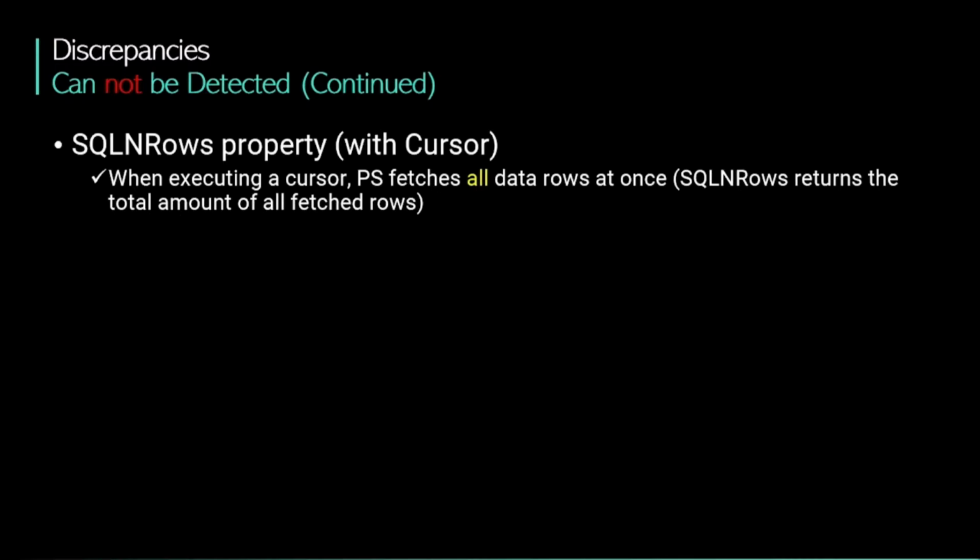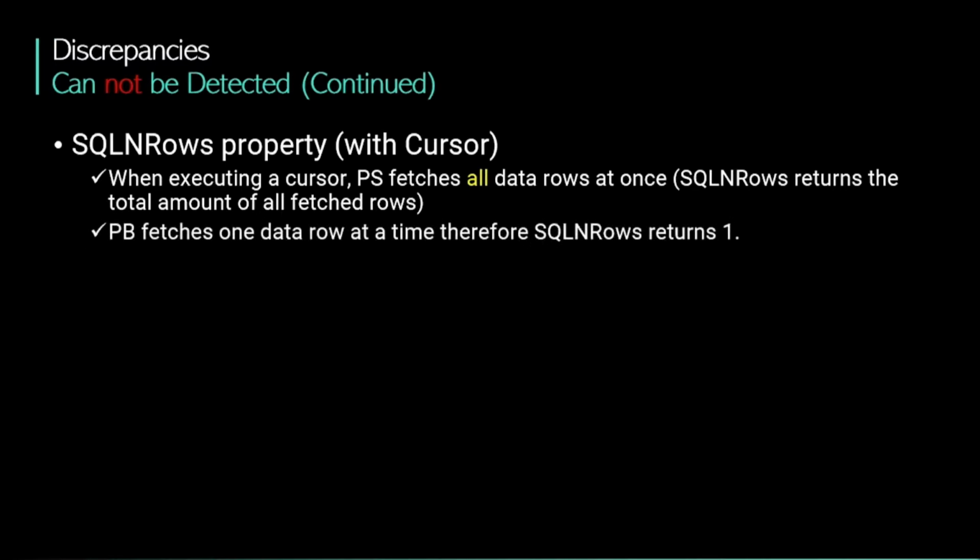SQLNRows within a database cursor. Notice that PowerServer fetches all data rows at once. So SQLNRows will be the number of rows fetched from that actual SQL and where clause, whereas PowerBuilder fetches one row at a time. So there's definitely a discrepancy here.